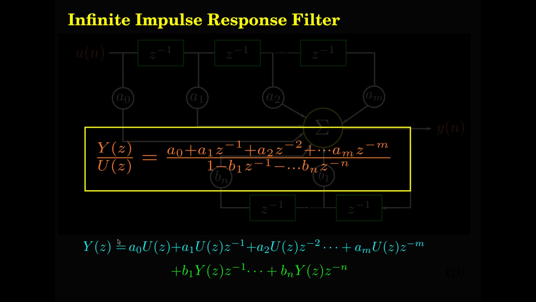all these blue terms will come on the numerator, A0 plus A1 Z to the power of minus 1, A2 Z to the power of minus 2 coming from here, so on AM Z to the power of minus M coming from here. Then the YZ terms which were here on the left side will come to the denominator, so 1 minus B1 Z to the power of minus 1 coming from here, so on minus Bn Z to the power of minus n. So this forms the transfer function of the infinite impulse response filter.